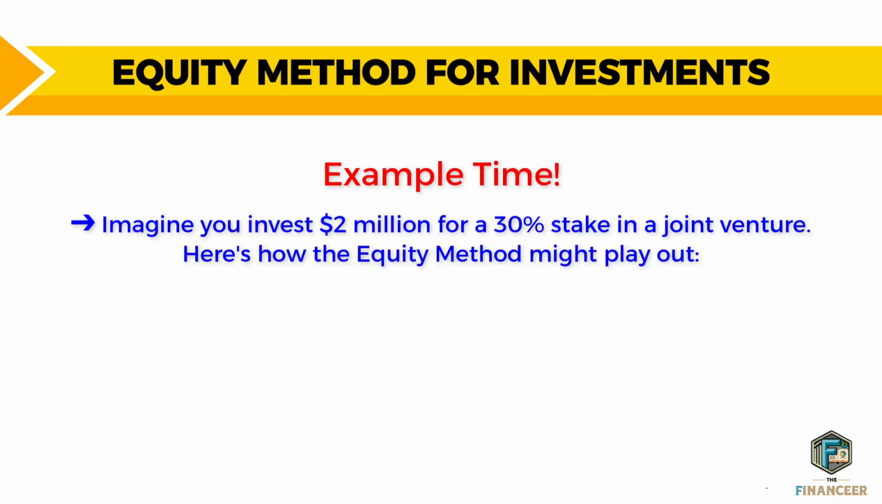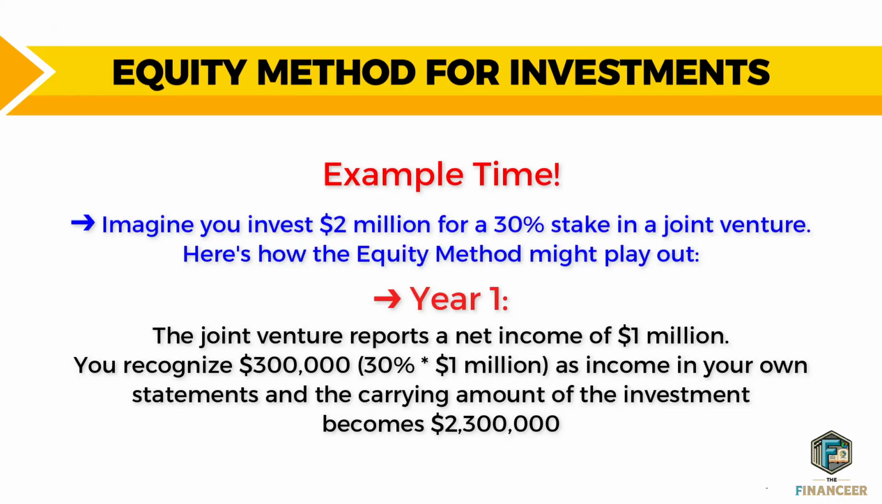So as an example, imagine that you invest $2 million for a 30% stake in a joint venture. Here's how the equity method might play out. In the first year, the joint venture reports a net income of $1 million. So you are going to recognize your share of this profit, which equals 30% of this $1 million, meaning that you are going to recognize your share of $300,000 as a profit. These $300,000 will increase the carrying amount of your investments and also will be reported in the statement of profit or loss.